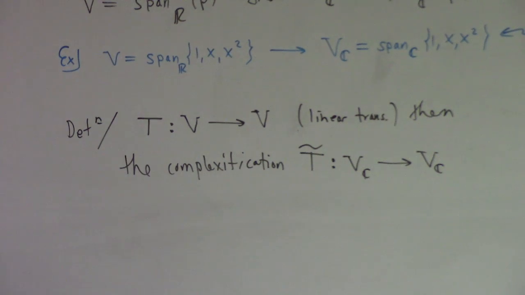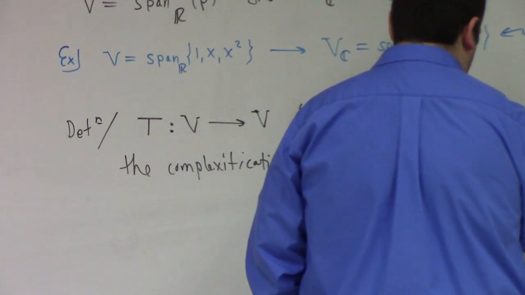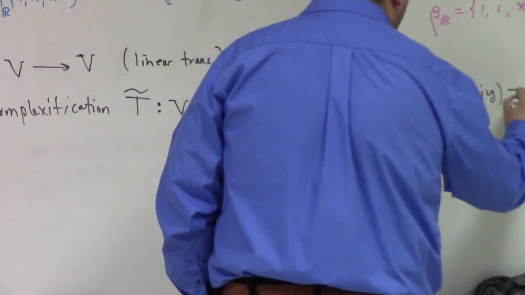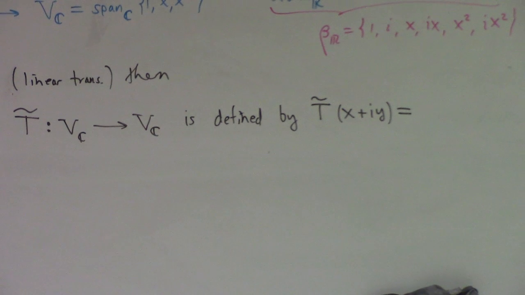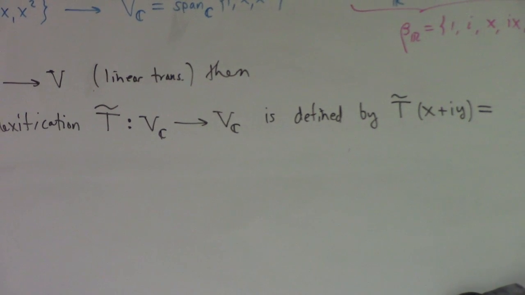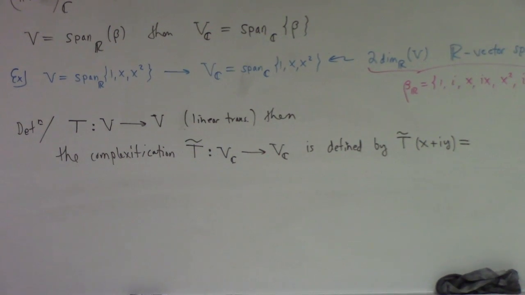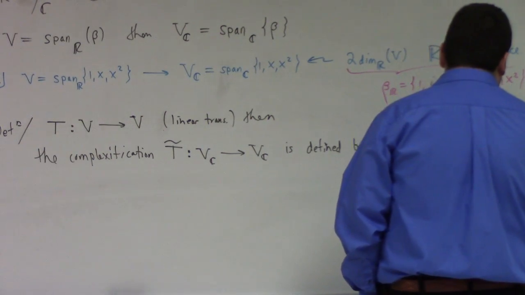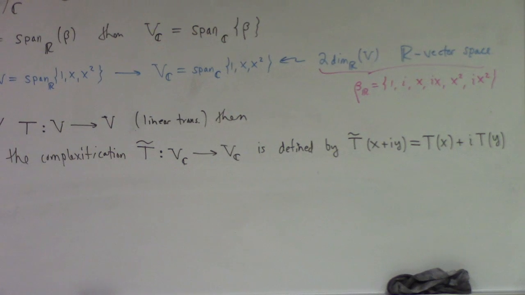And how do you define it? I have to define T tilde of x plus iy equals something. Now, x plus iy is an arbitrary element of the complexification. Everything in the complexification can be written as a real vector x plus i times another real vector y. So if you can tell me the formula for this, we uniquely fix the formula for the complexification of T. What does it have to be? It has to be T of x plus i times T of y. That's it. So what am I really saying here?